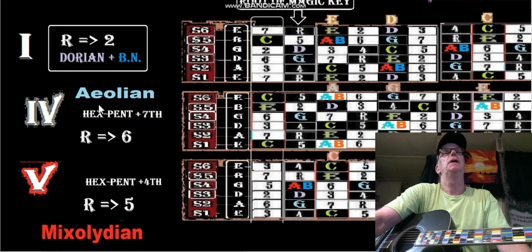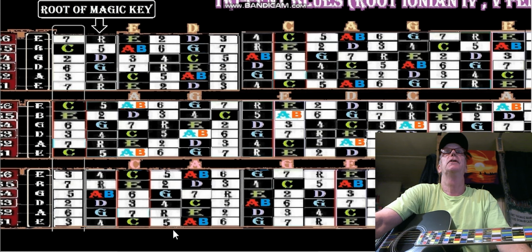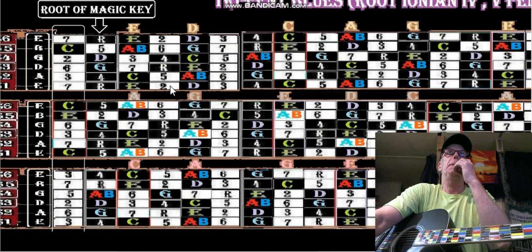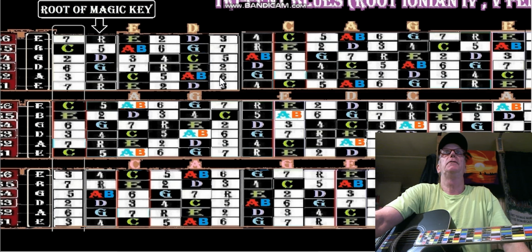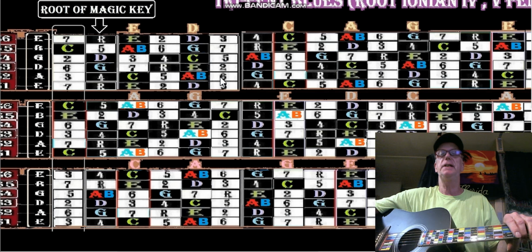The 4th becomes the 6th, and the root becomes the 5th. So over here we have our 2, 6, 5. Okay, this is where your root is, but I've colored them in the root of the magic key. So the point is that the blues note will become right here in the 5, 6. I wanted to show you this, how difficult it is to do this without knowing what you're doing, but once you know what you're doing, it's a lot easier.